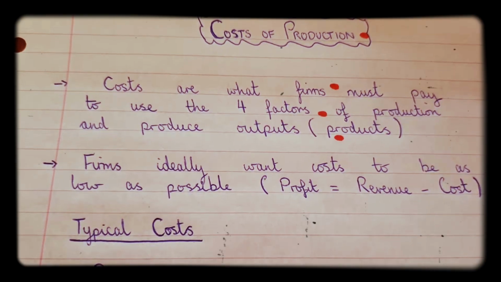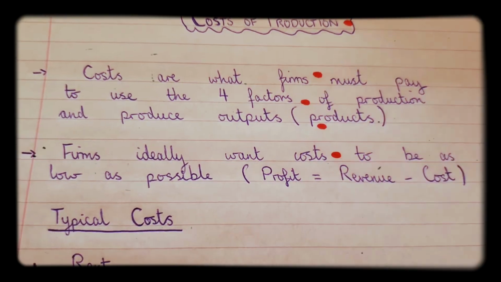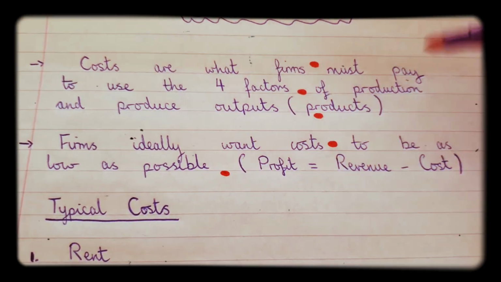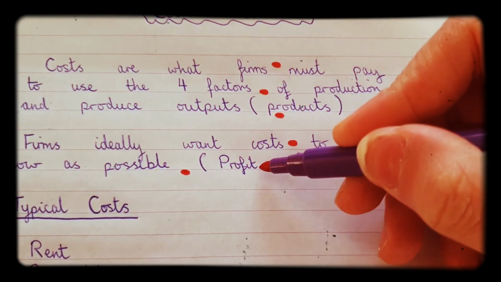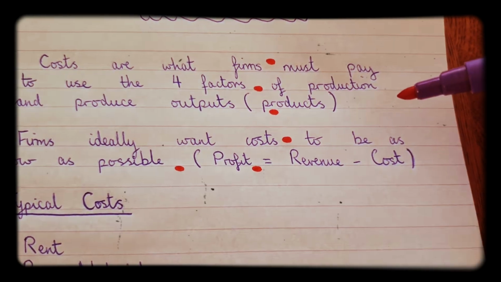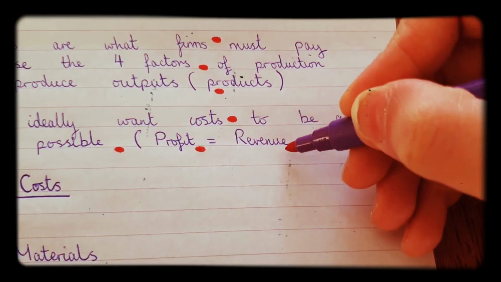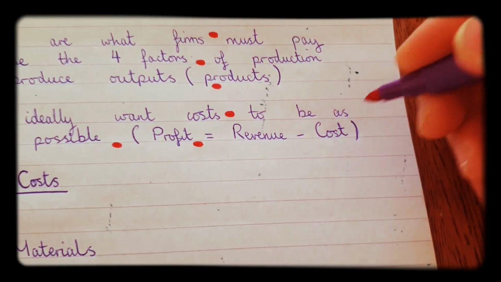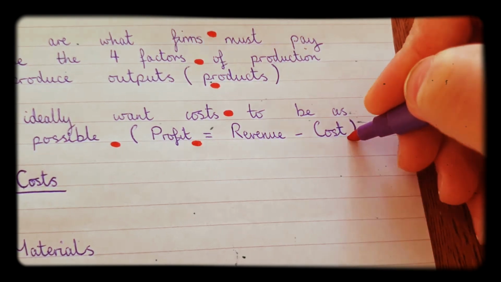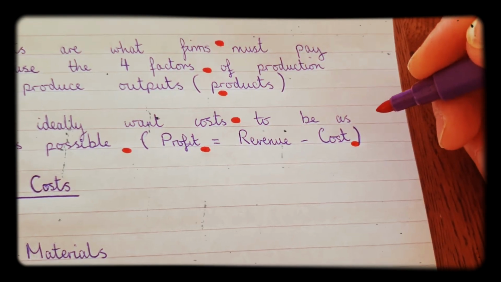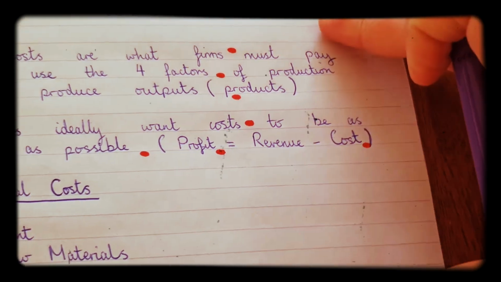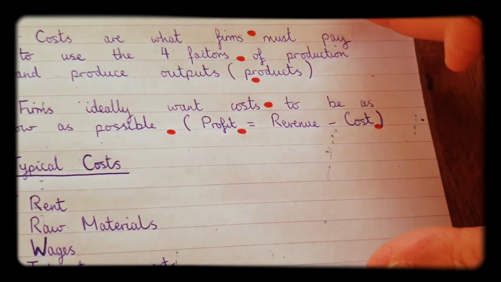Firms ideally want costs to be as low as possible, because profit is what firms are trying to achieve, profit maximization. And to make the most profit, you increase your revenue as much as possible and you decrease your costs as much as possible. So ideally, cost is to be minimized for firms to make as much profit as possible.